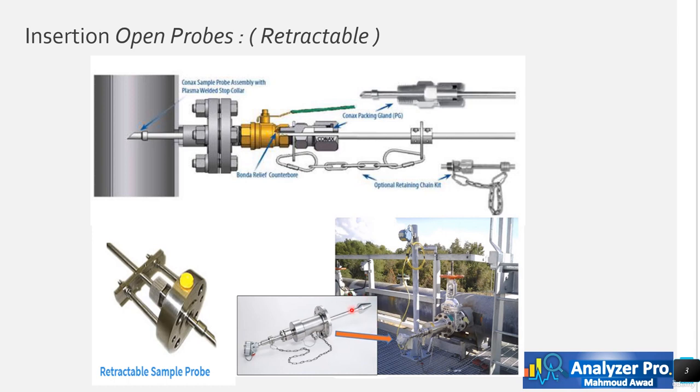To prevent probe damage, all sampling probes should have a means to judge when the probe is pulled out past the valve. Let us check this instructional video about retractable sample probe from Conax, one of the best manufacturers of this type of probes.